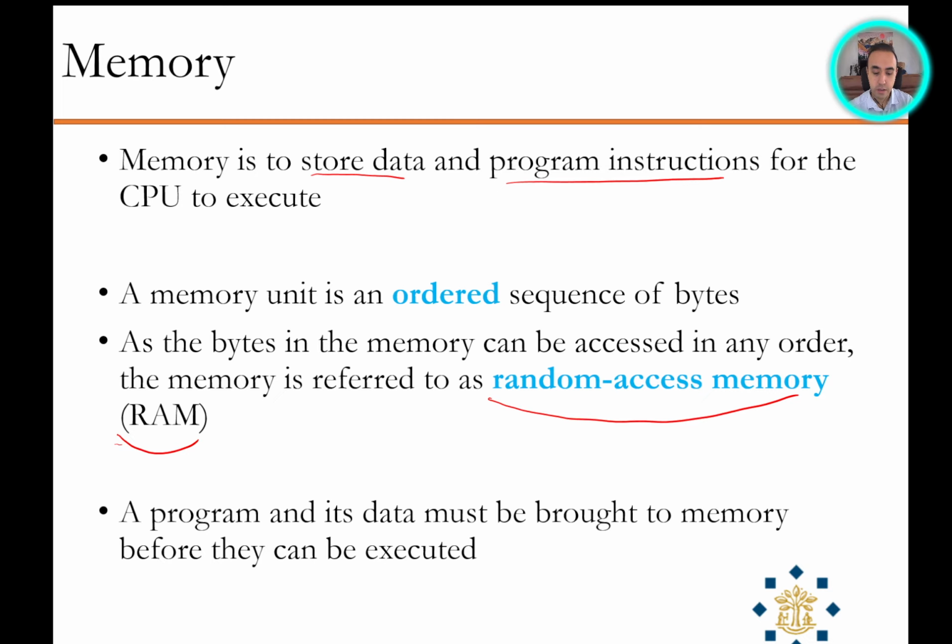And here is a thing: a computer program and its data must be brought to memory before they can be executed. This is really important, because memory is where the computer CPU actually acts upon. The CPU, the brain, looks at the memory, and whatever the memory has for it, the CPU executes it.